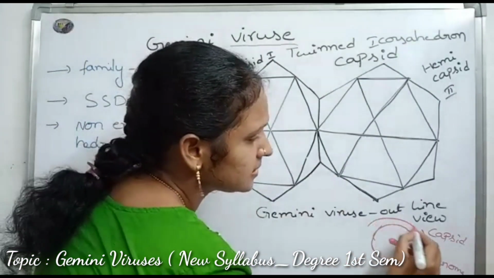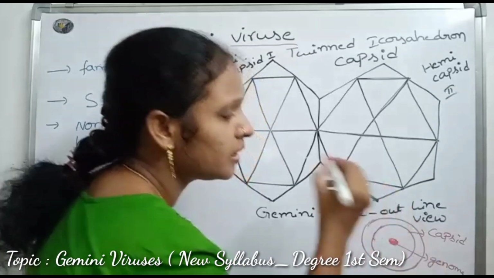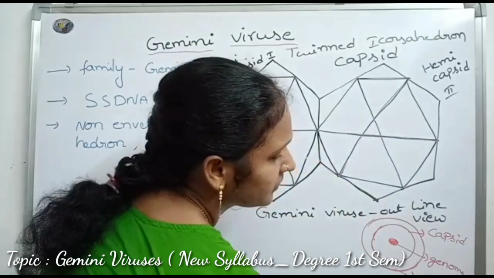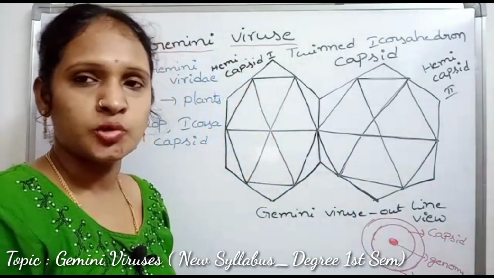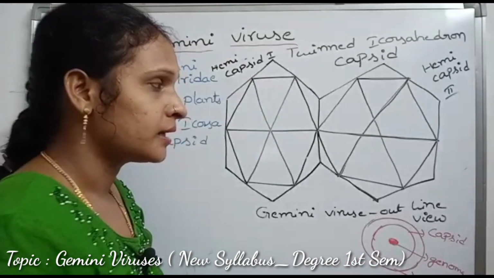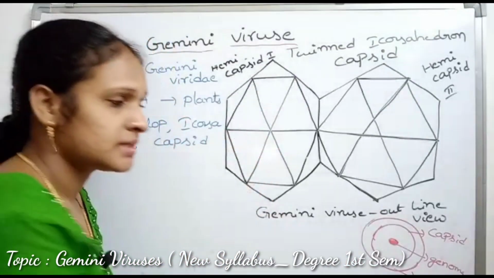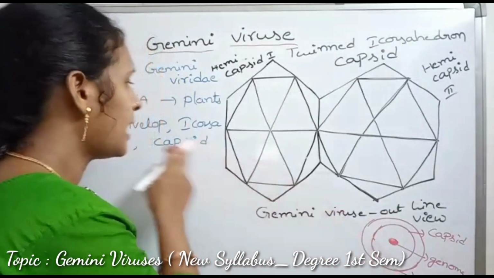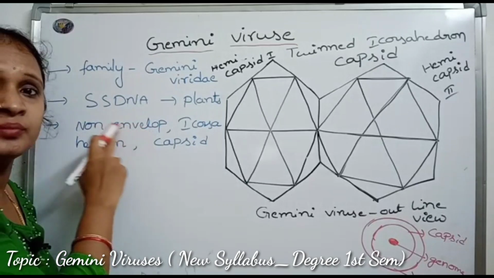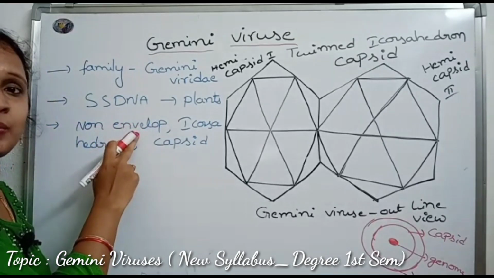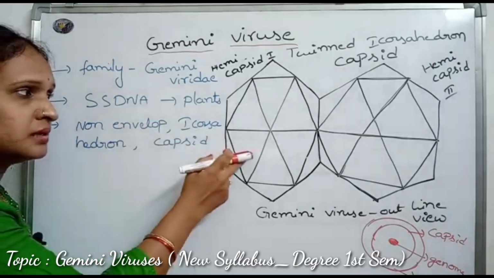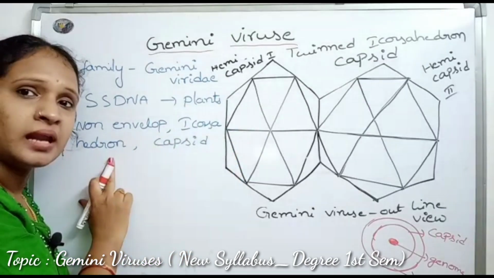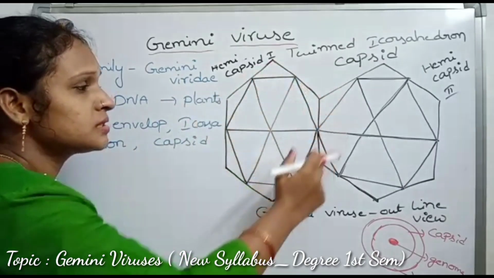Animal infecting viruses have an additional layer around the capsid. It is called the envelope layer, or envelope. This envelope is made up of proteins, carbohydrates and lipopolysaccharides. In Gemini viruses, the additional layer around the capsid, the envelope, is absent. That's why they are called non-enveloped. Without the additional layer, they appear as an icosahedron shape and consist of a surrounding capsid.